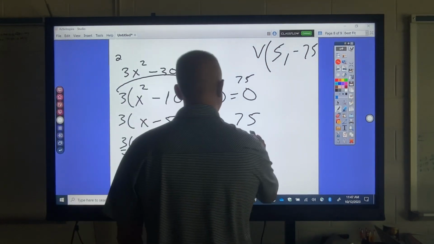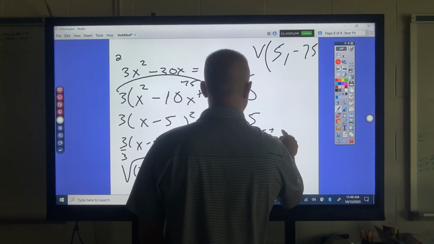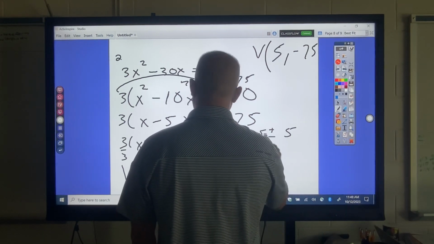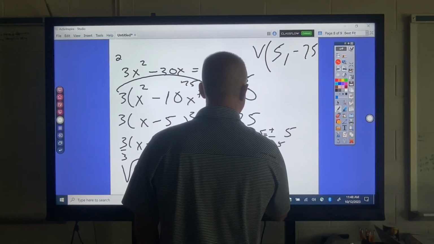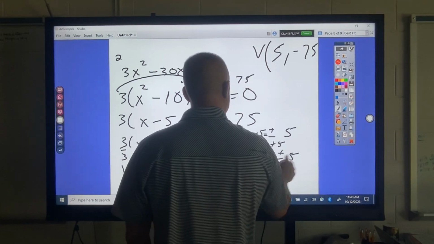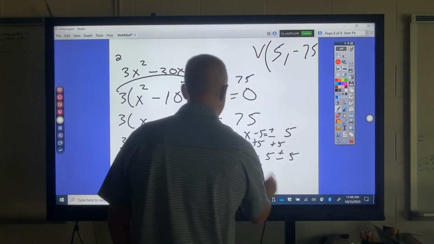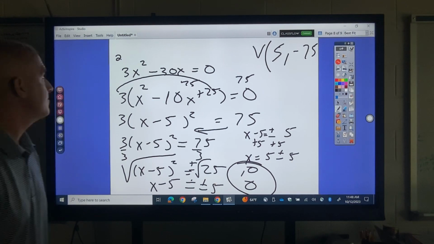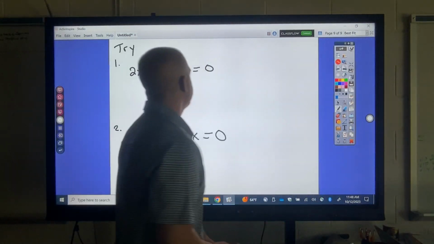So let me move this up here. x minus 5 equals plus and minus 5, or x equals, sorry, add 5, so I get x equals 5 plus and minus 5. 5 plus 5 is 10, 5 minus 5 is 0. Those would be the solutions to that problem. And you can go ahead and try those.